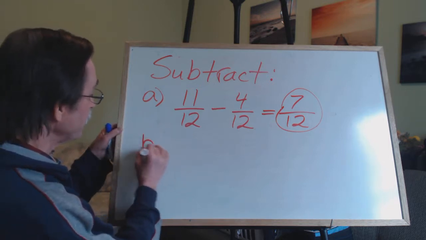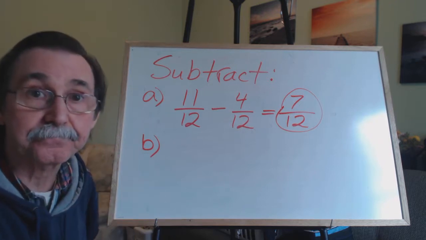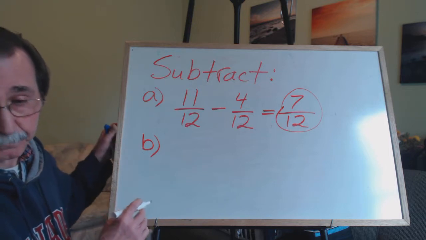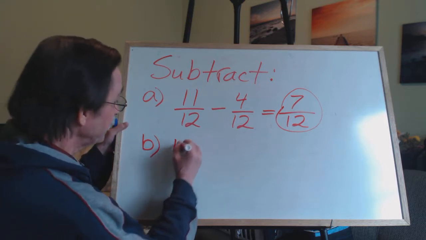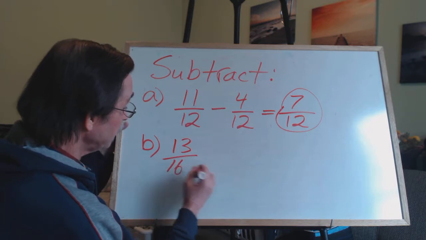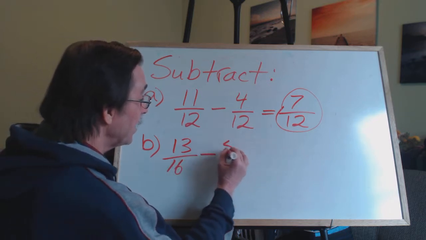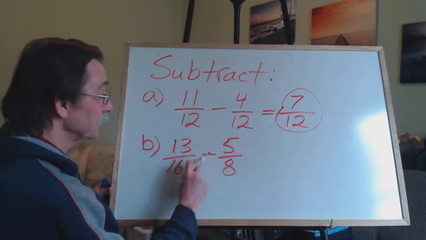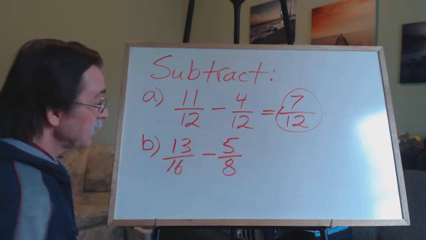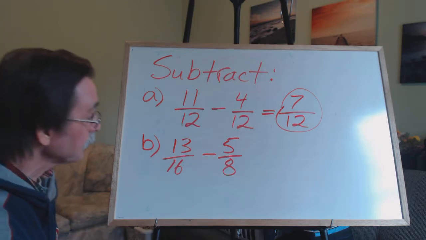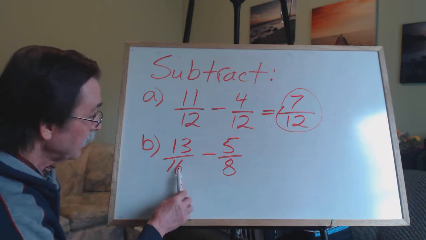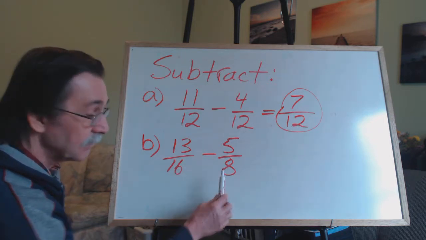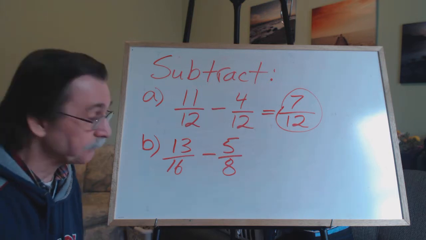Here we go with B part. B part says 13/16 minus 5/8. So 13/16 minus 5/8. Okay. We've got a 16. We've got an 8. They're different. Can't work with those.